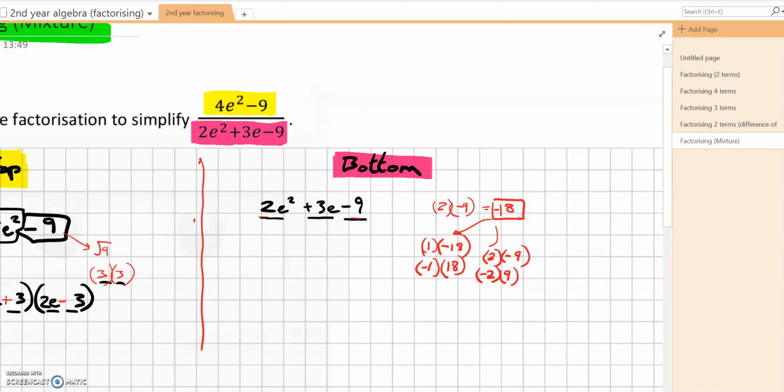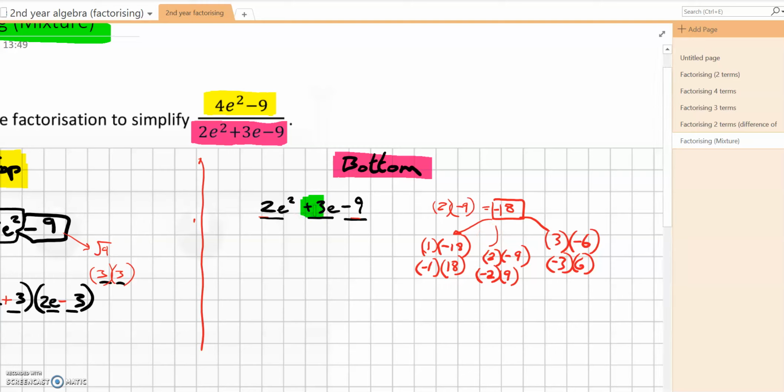Also 3 by minus 6, or minus 3 by 6. 4, no. 5, no. 6, yes, but I already have it here. 7, no. 8, no. And 9, no. I've already got it here. So they're my factor pairs. Now I need to figure out which one of them will give me the middle number.